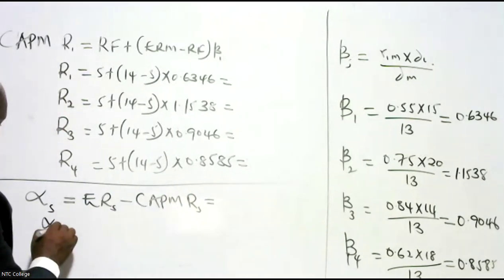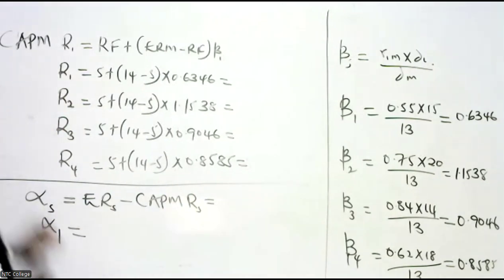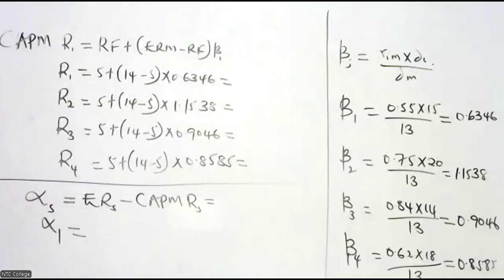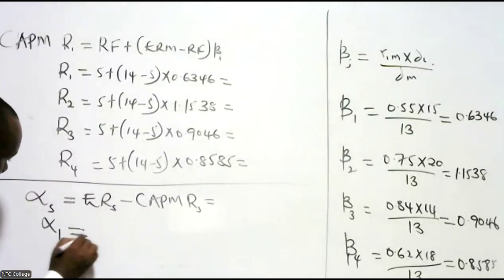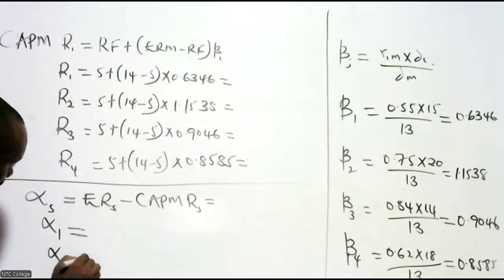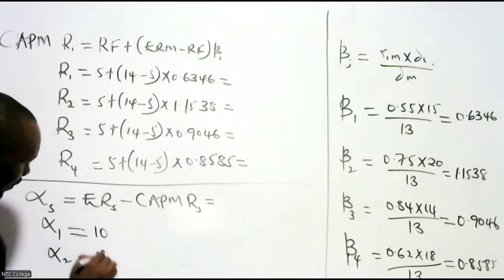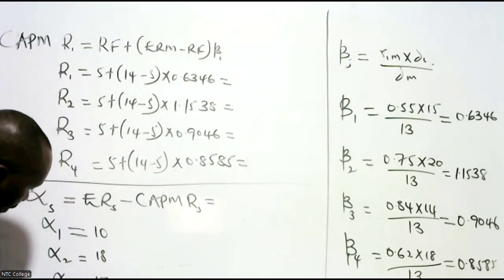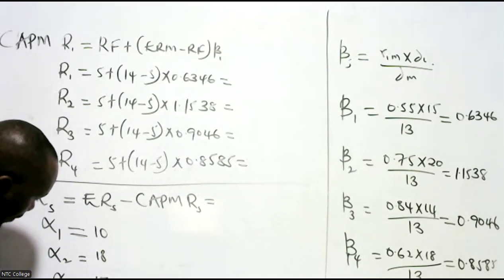So for the first one, what is the expected return? I'm hoping that you're giving me CAPM return, by the way. Expected return is 10. So we have 10, 18, 15, 13. Then we have 13.